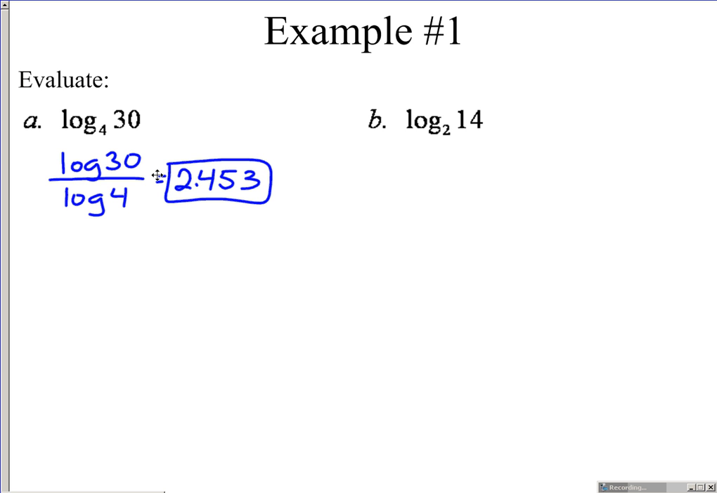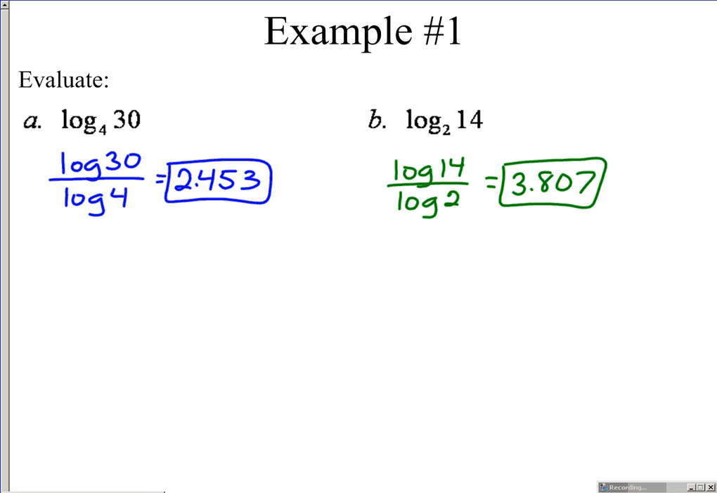Letter B is asking us the question, what exponent can we put on 2 to equal 14? Or 2 to what power equals 14? The way we can do that in the calculator is log of 14 over log of 2. Punch that into your calculator, and you should get 3.807, which means 2 raised to the 3.807 power is equal to 14.